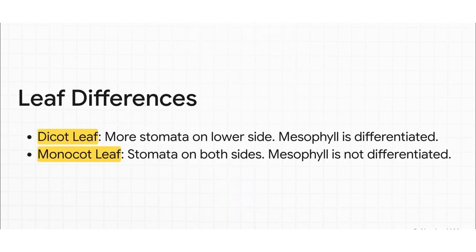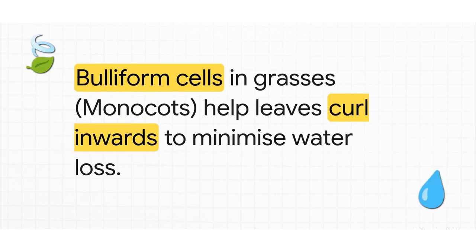Here's the crucial point. In a dicot leaf, you'll find most of the stomata on the lower side. Plus, its mesophyll, that's the ground tissue, is clearly differentiated into 2 layers, palisade and spongy parenchyma. Now, in a monocot leaf, the stomata are on both sides, almost in equal numbers. And the mesophyll? It's not differentiated at all. See? Super simple.